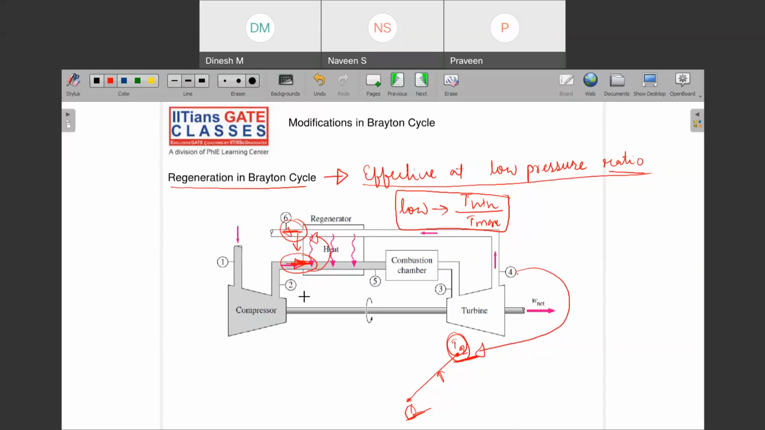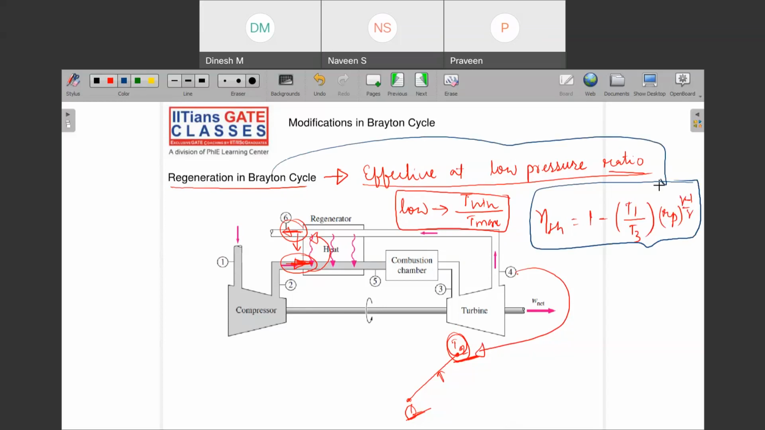Okay, so one more important fact, what is the efficiency of a regeneration cycle. This is equal to 1 minus T1 upon T3, what T1 and T3 are we have seen in the cycle, right, into rp to the power gamma minus 1 upon gamma. Sometimes they can ask you this formula, so we should keep in mind the thermal efficiency of a regeneration cycle. Here we are multiplying with the ratio T1 upon T3. So please keep in mind.